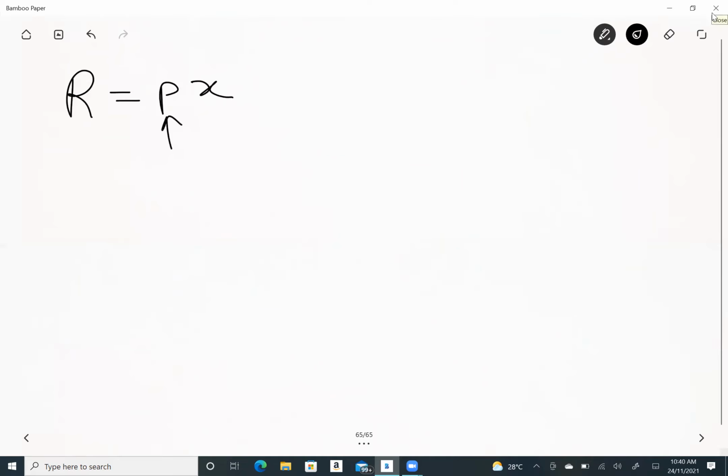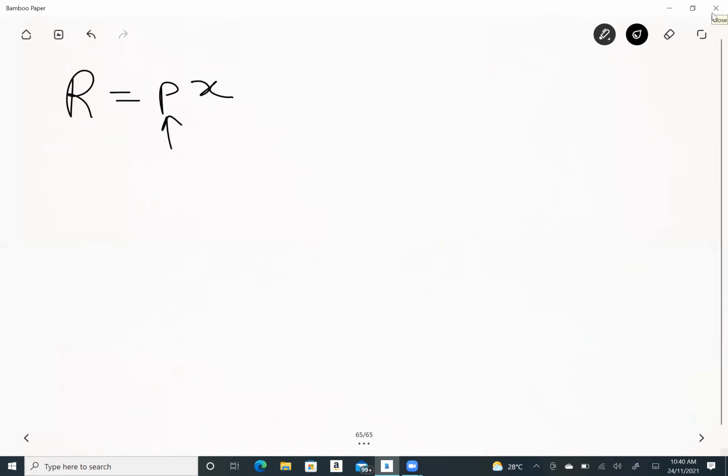So the price is the demand function. Now suppose the demand function is P equal to negative 0.5x plus 200. Suppose the demand is like that. So that is the price. So for the revenue, what do we do?